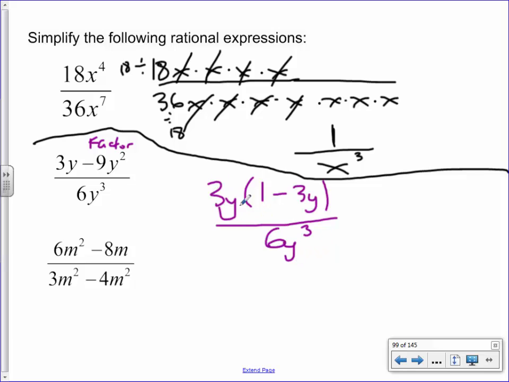So 3 and 6 can cancel, right? You're left with a 2 on the bottom. The y on the top and the 3 y's on the bottom, those can cancel. How many y's are you left with? 2 on the bottom. That makes sense? So you could write it like this if you want. And then you have to leave the 1 minus 3y up top though, because it cannot cancel. It's a binomial. Does that make sense? So this one canceled, and then that one kind of canceled as well.